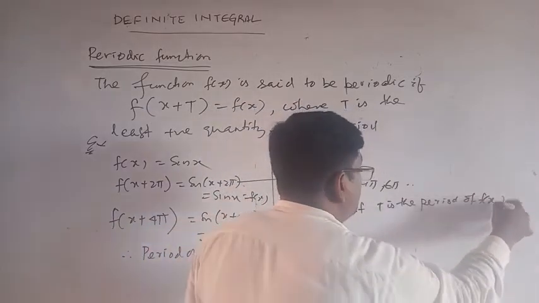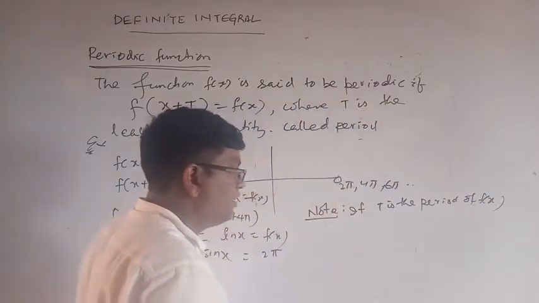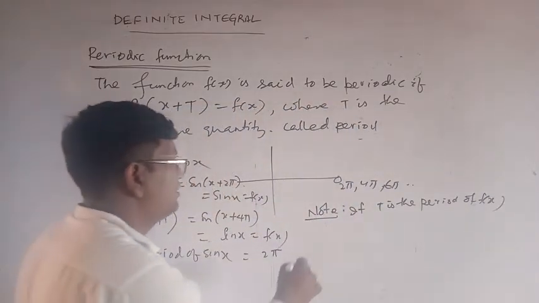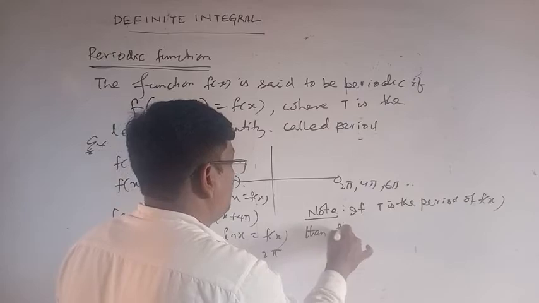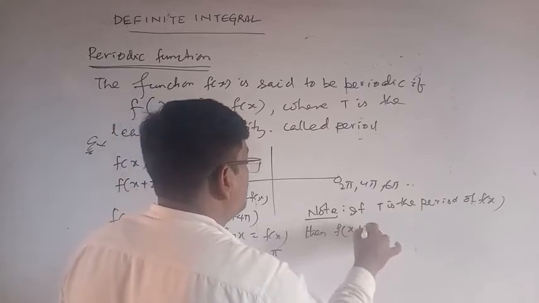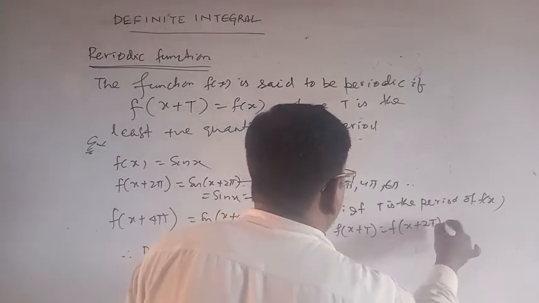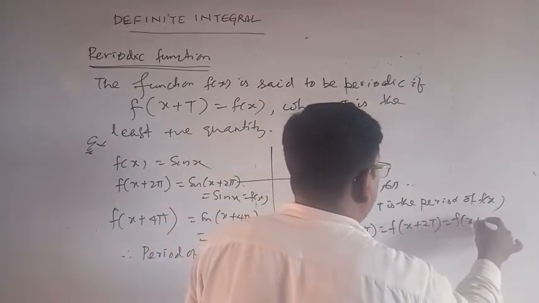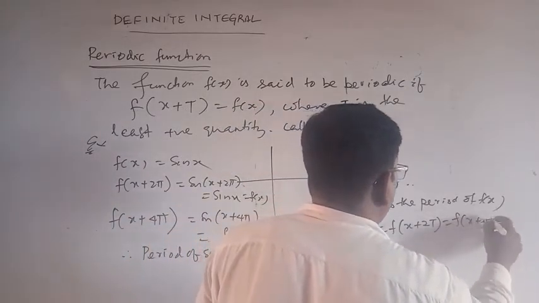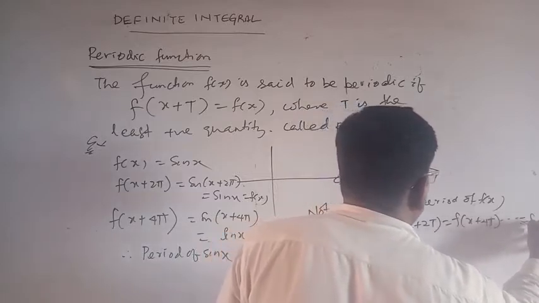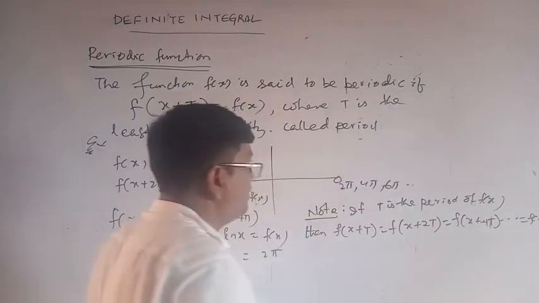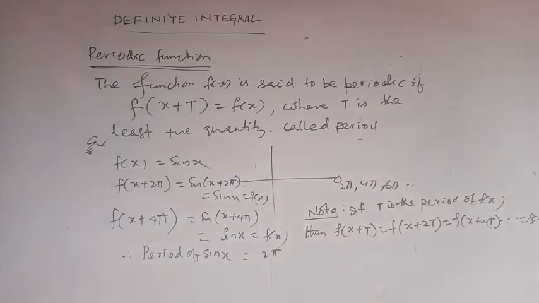If t is the period of f of x, then f of x plus t is equal to f of x plus 2t is equal to f of x plus 4t, like this, is equal to f of x. Okay, these are the properties of the periodic function.